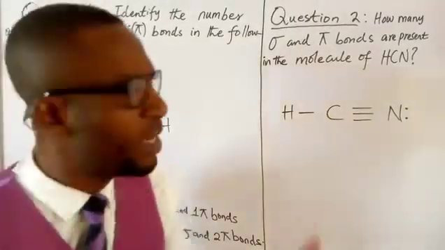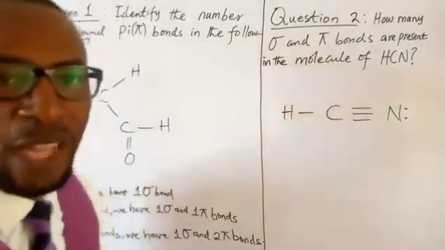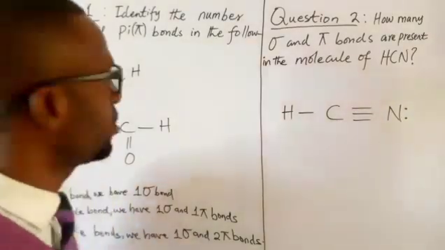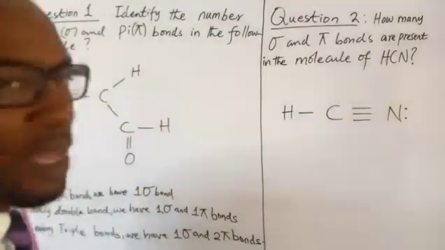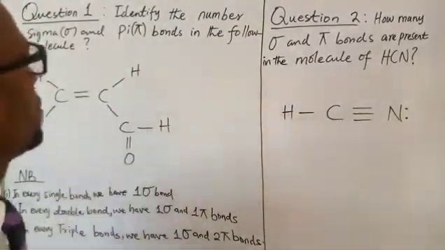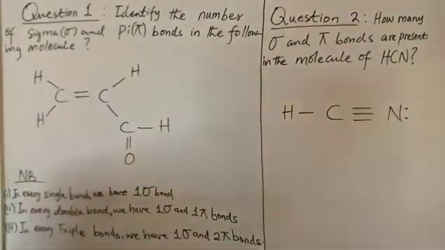Hello friends, so here are some evaluation questions we are giving just to test our understanding on the topic of hybridization. Question number 1 says, identify the number of sigma and pi bonds in the following molecule.